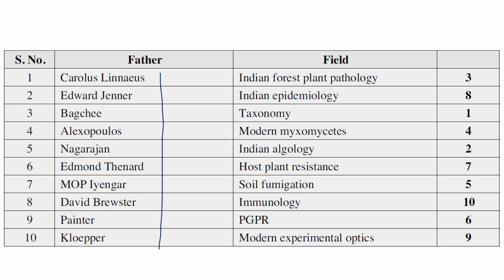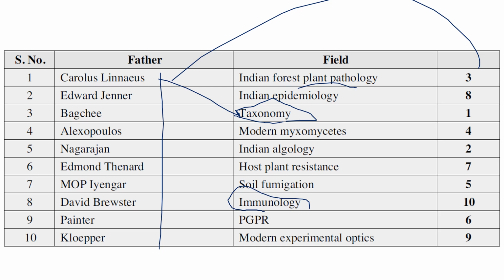Generally, Carl von Linnaeus is related to taxonomy, right? So we can see here where is the taxonomy. We can see this here is the taxonomy. So the answers are given here. Carl von Linnaeus, 3, which means this 3. Carl von Linnaeus is related to taxonomy. Then Edward Jenner is related to immunology, and K.D. Bakshi. So K.D. Bakshi is generally considered as father of forest plant pathology. Okay, K.D. Bakshi, forest plant pathology.